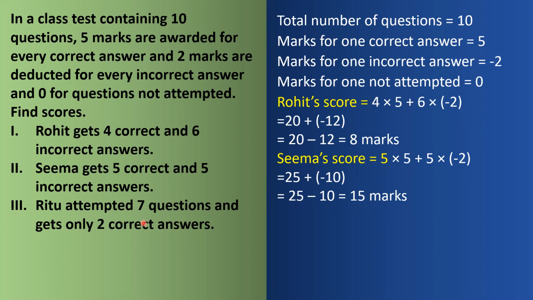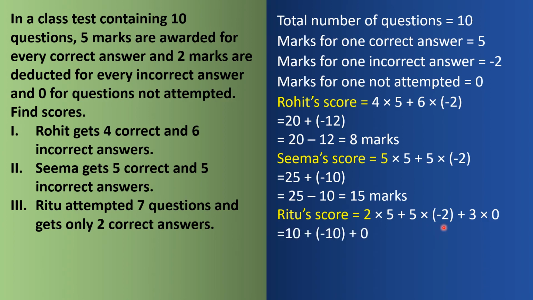In a similar way, Ritu. Ritu attempted 7 questions and got only 2 correct answers. It means for correct answers 2 multiplied by 5, and incorrect answers are 5. It means Ritu's score equals 2 multiplied by 5 plus 5 multiplied by minus 2 plus 3 multiplied by 0, because 3 questions she did not attempt. That's why now we will solve this. 2 5s are 10 plus minus 10 plus 0. Now we will solve this. 10 minus 10 equals 0 marks.